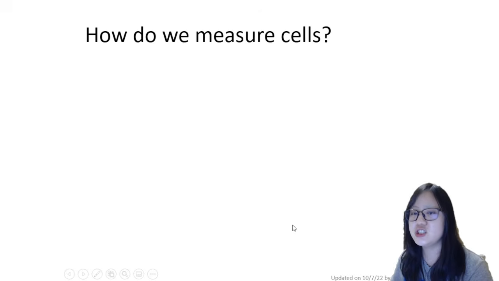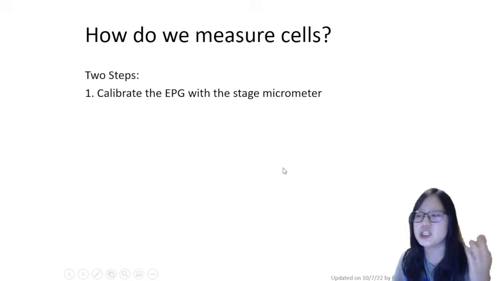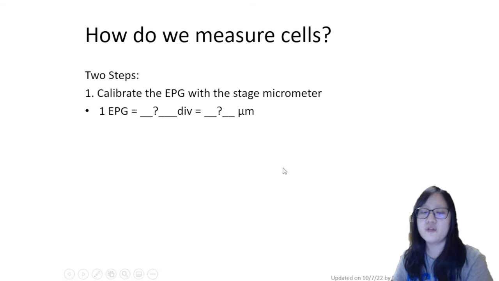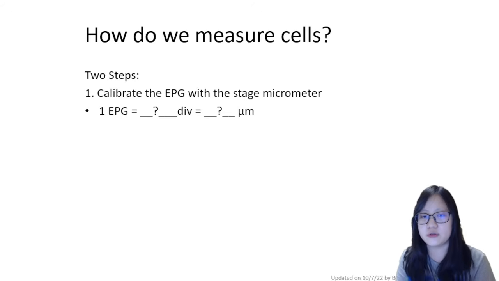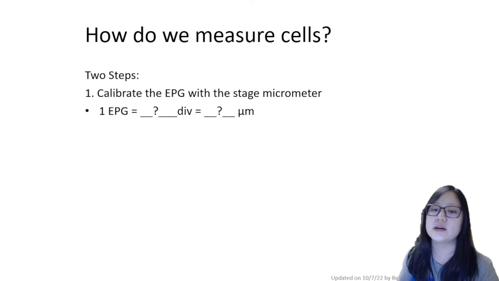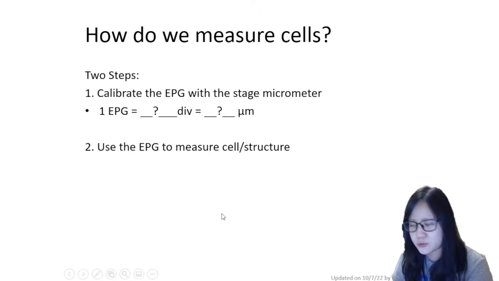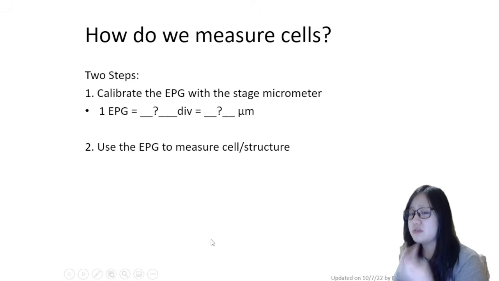So what we actually need to do is, number one, calibrate the eyepiece reticule with the stage micrometer. So find out one eyepiece reticule, which is relative at the particular magnification, equals to how many divisions on the stage micrometer, and therefore how many micrometers would one eyepiece reticule be. And number two, then we can use this eyepiece reticule to measure the cell and structure.